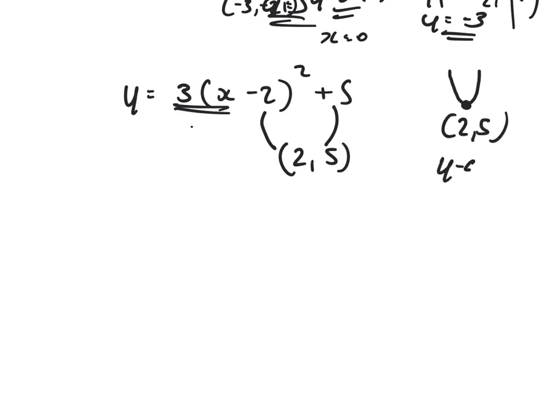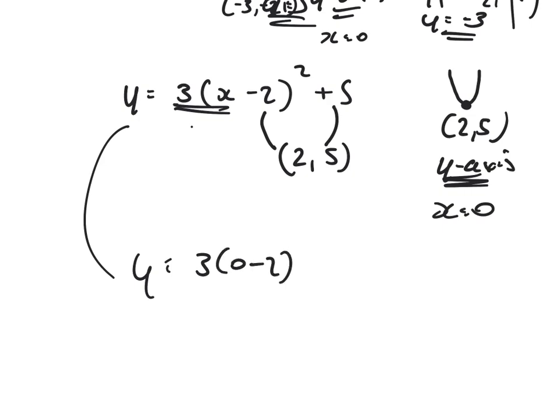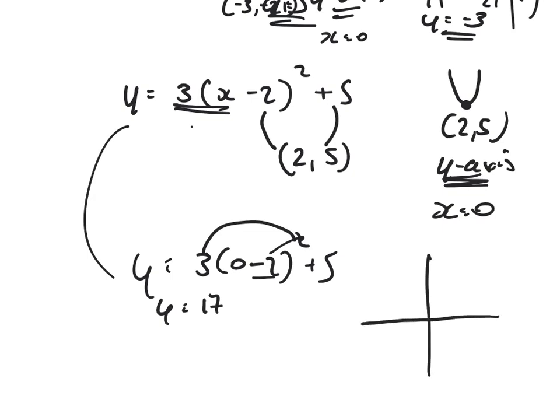I'm now going to check the y-axis by making x equal to 0. So I'll go up to the function and replace x with 0. Minus 2 squared is 4. 4 threes are 12. 12 plus 5 is 17. And I've got enough information now, so the turning point of 2, 5 might be around there. It's concave down, cutting the y-axis at 17. And there we go.